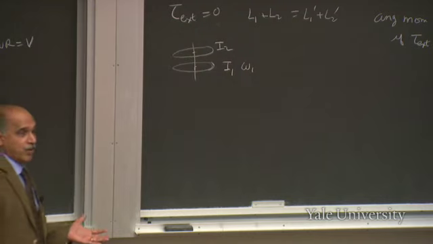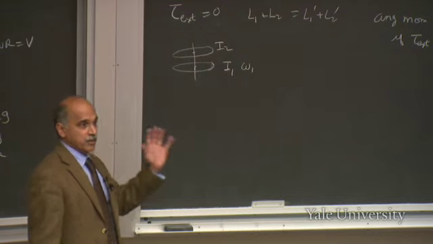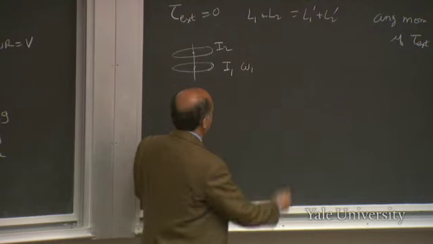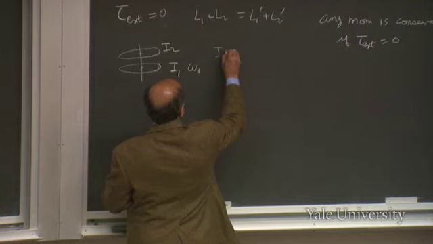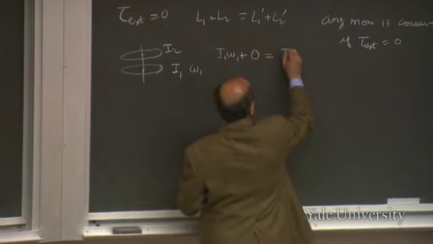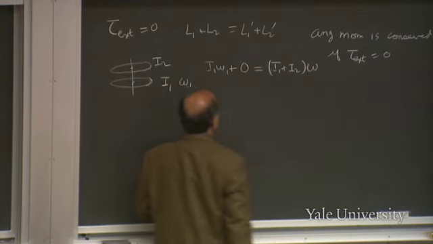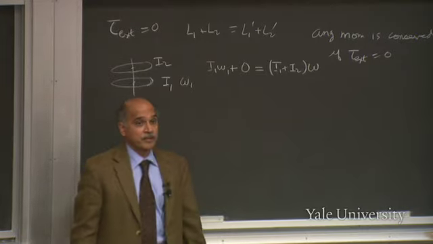So I think we all know what happens. We all know the two will now stick together and rotate as a single unit with a common angular velocity. So the law of conservation of angular momentum will say I1 omega 1 for the first guy plus 0 for the second guy is now equal to I1 plus I2 times my final omega. So it's a trivial thing to solve for omega.